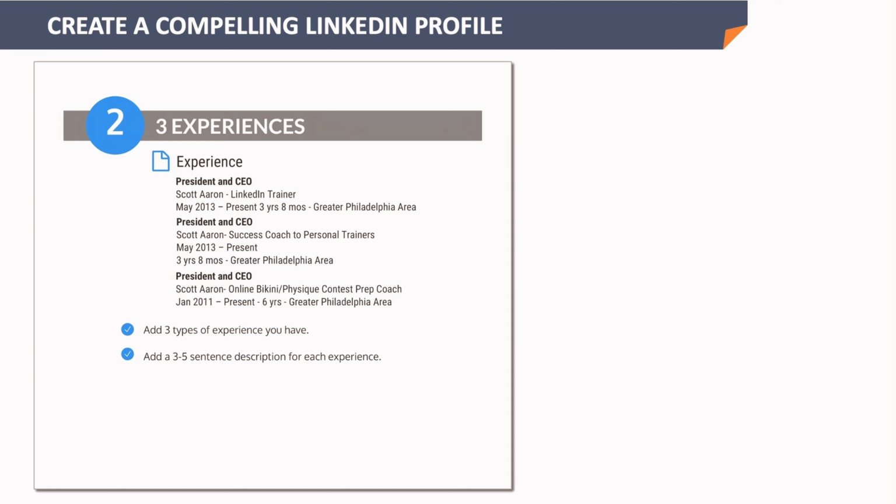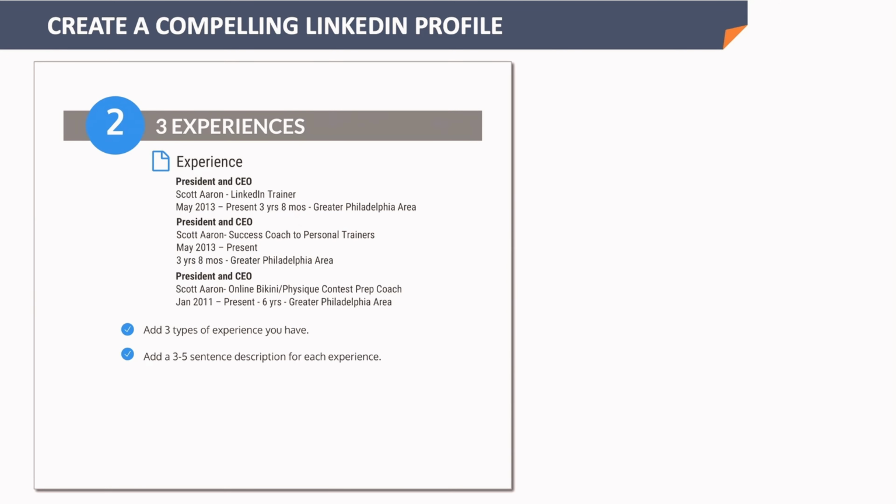What he's listed here is he's president and CEO of Scott Aaron as a LinkedIn trainer. He's president and CEO of Scott Aaron as a success coach to personal trainers. And he's also the president and CEO of Scott Aaron, the online bikini physique contest prep coach. The idea for listing 3 experiences is that you can connect with people and have synergies with people in so many different ways because of these experiences.